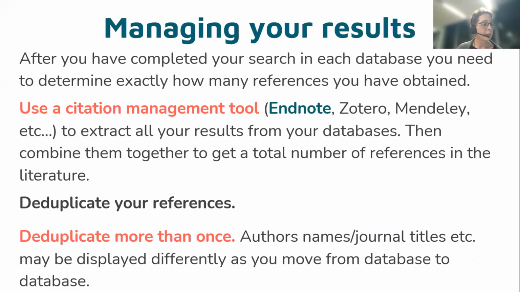Once you have completed your searches in each of your databases, you need to determine exactly how many references you've obtained. You can use a citation management tool. EndNote is the one that's supported here in UCD, and you use that to extract all the results from your databases. Then you combine them together to get your total number of results from the literature, and deduplicate your references. You need to make sure that you're deduplicating more than once. This is because authors' names and journal titles can be displayed differently as you move from one database to another. So it's not good enough to just dedupe the once.